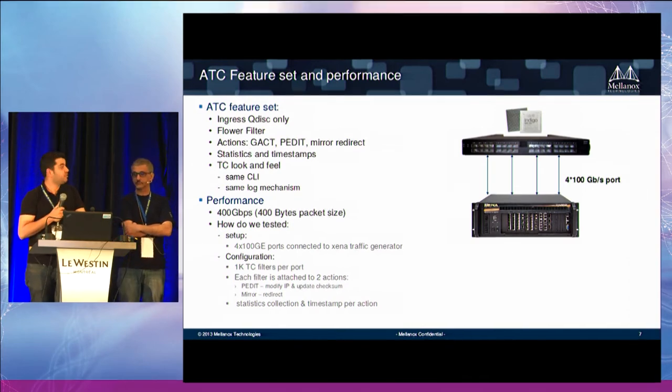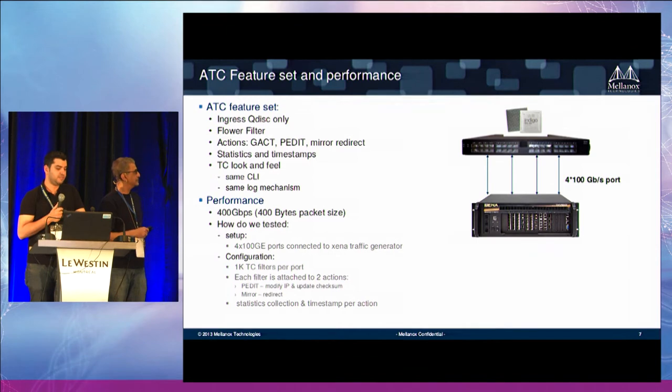And we did the mirred redirect. We send the packets back, loopback, to the ports they came from. And statistic collection, timestamp per action. And this is the result. We started somewhere around 300 gigabits, and with some improvement to the code and some other changes we did, we reached 400 gigabit in the end. So I think this is a very cool feature here.